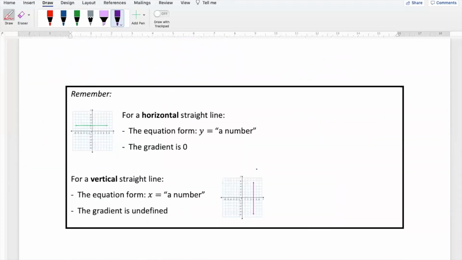For a horizontal straight line, it always has the equation of y equals a number, and the gradient is always 0. For a vertical line, we always have the equation in the form of x equals a number, and the gradient is always undefined. And that's what you need to know about those two special graphs.